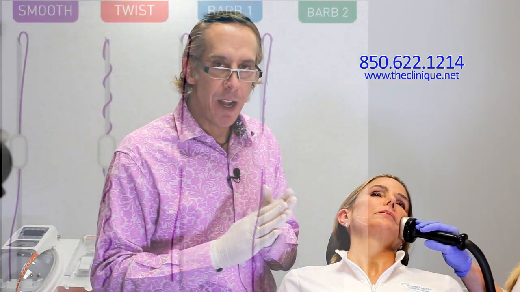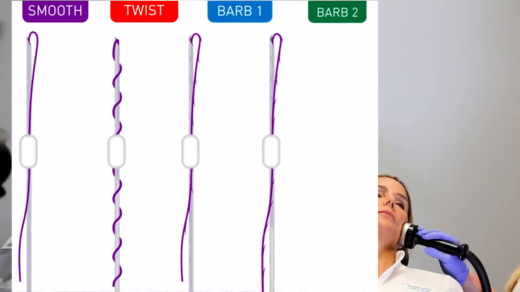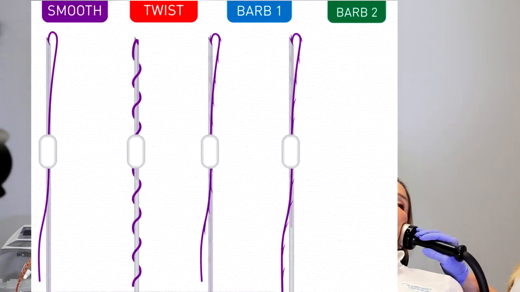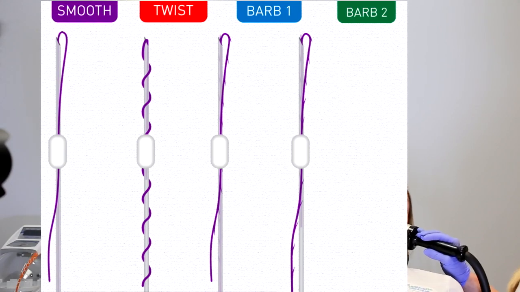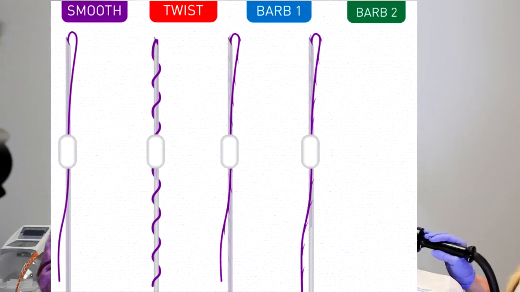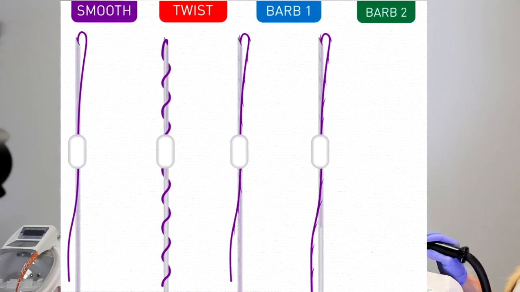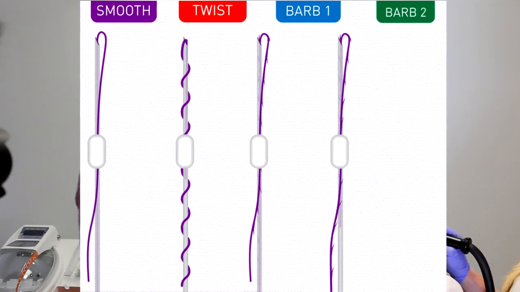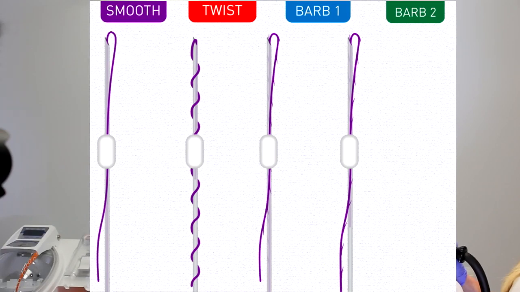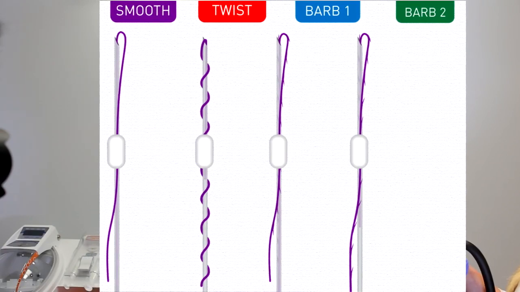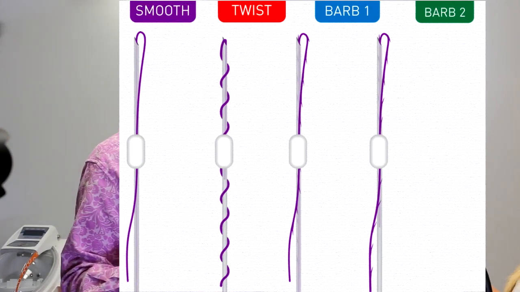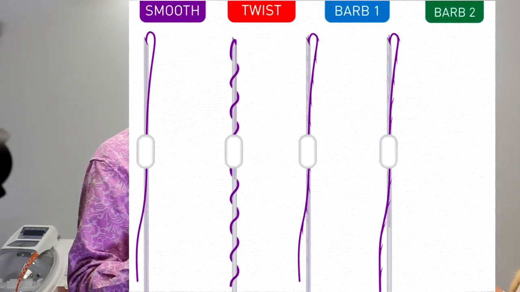So the 4 types of threads are what are called smooth threads, and smooth threads are used to improve the collagen in the face, particularly in the crepey skin, like in right here. So then there's the twisted threads, and the twisted threads improve collagen as well, but a little more volume. They have a little twist to them, and they're good for using them in the nasolabial or marionette area. And then there's 2 other types of threads. They're called barbed threads. So they have little barbs on the sides of them.